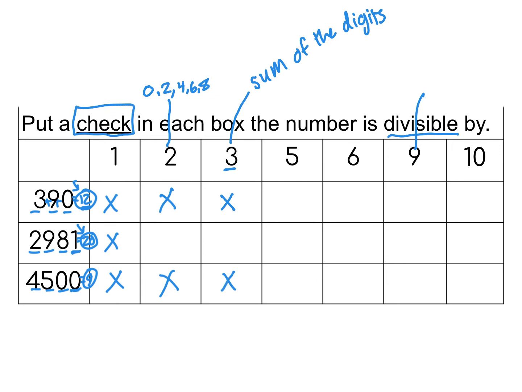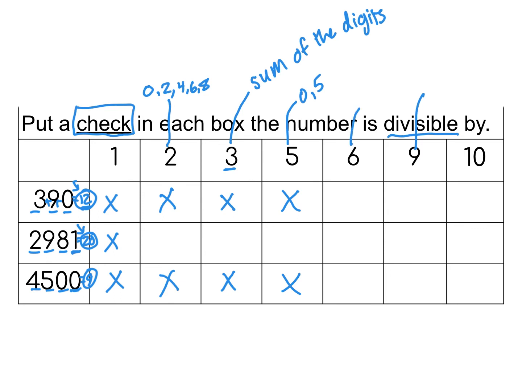All right, the 5s rule is very easy. You probably already knew it. If it ends with a 0 or a 5, it works for 5. So this ends with a 0, this one does not end with a 0 or a 5, and this one ends with a 0.